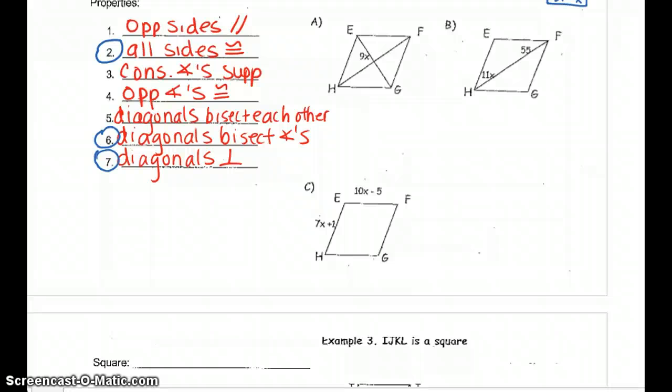In example A, they give you that one of your angles where the diagonals meet is 9x. Our property says that diagonals are perpendicular, which means they form 90-degree angles. So we can set 9x equal to 90, divide both sides by 9, and our answer is x equals 10.